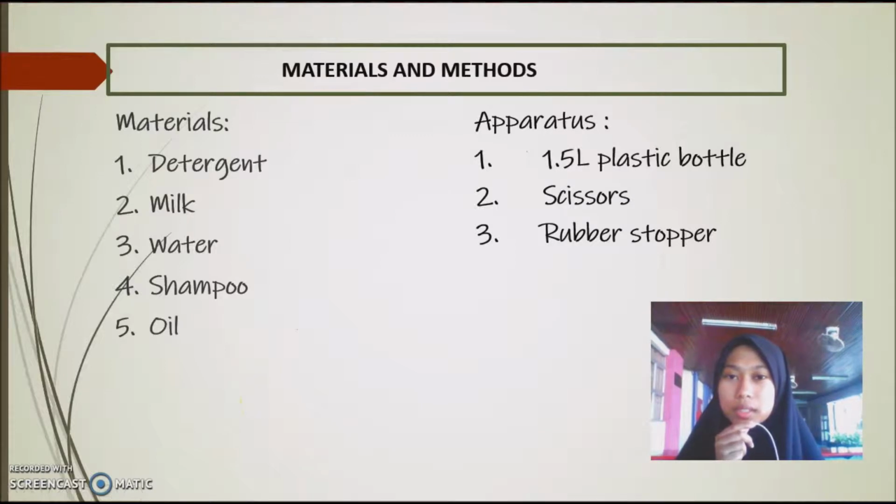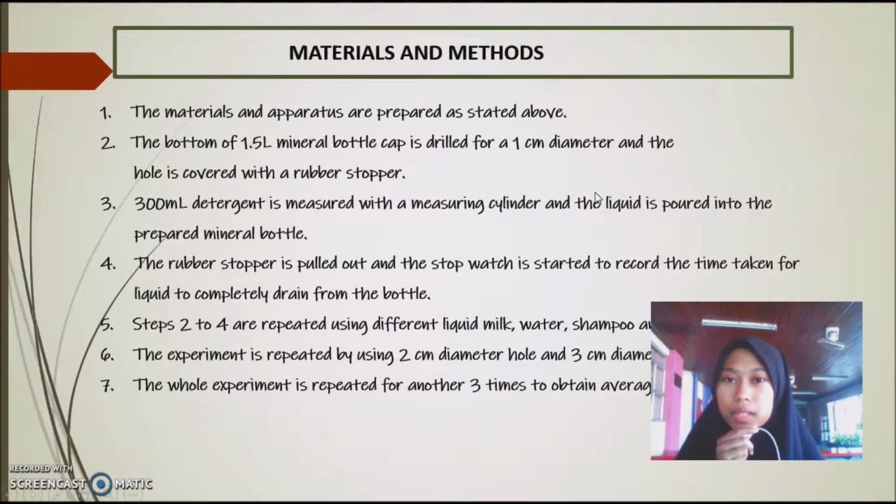Okay, next, which is material and method. The materials that we use in this project are detergent, milk, water, shampoo and oil. The apparatus that we use are a 1.5 liter plastic bottle, scissors and a rubber stopper.